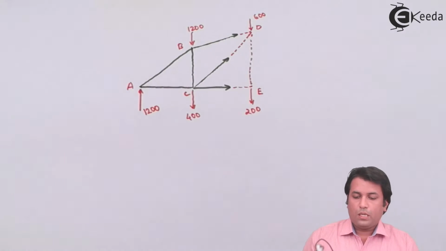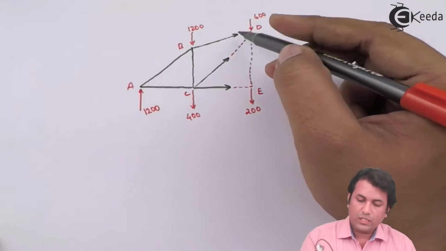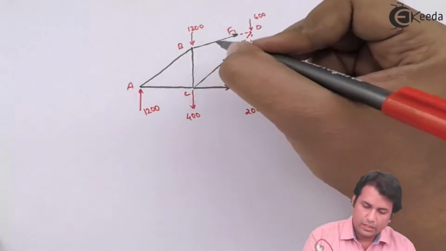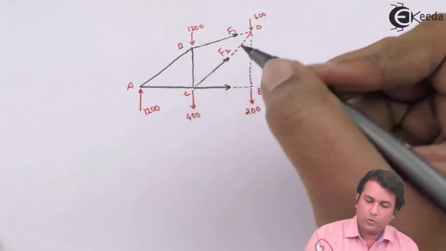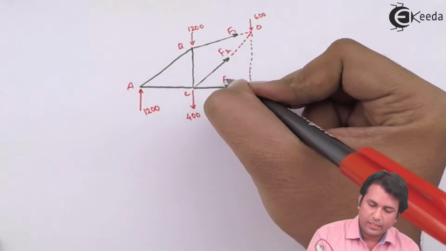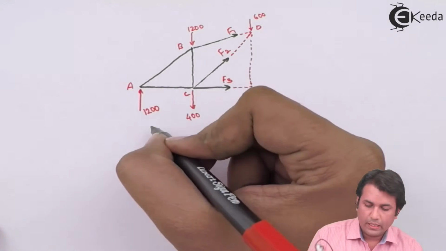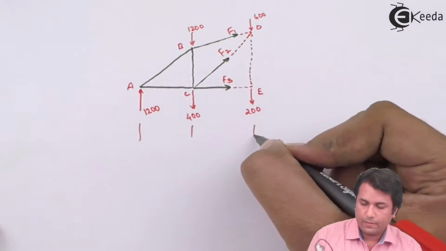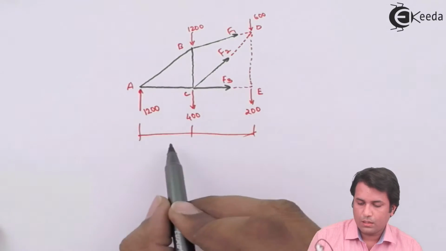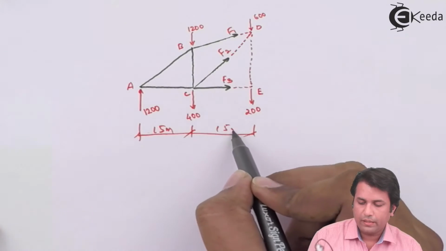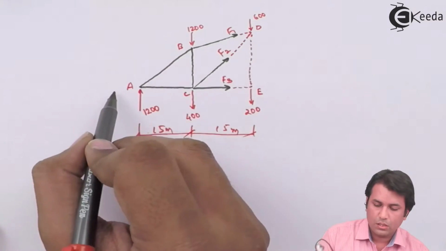So now I need to find out the forces in the members. I'll call the force in BD F1, in CD I'll call this F2, and in CE I'll call this F3. The distances are given to me. This distance is 15 meters, 15 meters.